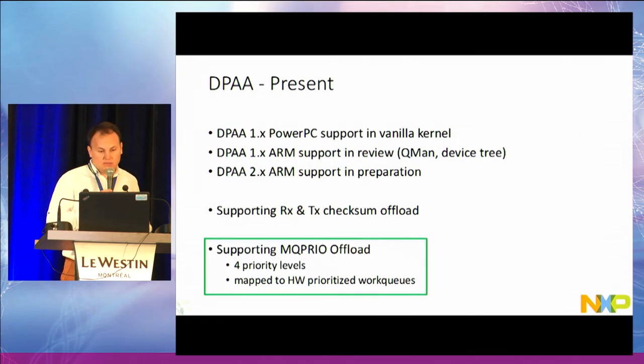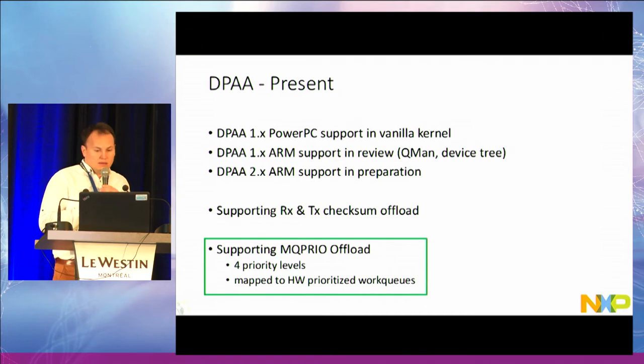Presently we have support for PowerPC in the vanilla kernel. We have some patches in review that we hope we'll be able to put in good shape and get merged, to get support for the ARM platforms for DPA1, and we are preparing DPA2 support. We don't have much in the way of TC offloads ready. We do have some Rx and TX checksum, to get beyond the dumb ping. We were joking that the DP from DPA is from dumb ping, and acceleration is going to come later. The MQPRIO support we introduced is basic. It supports 4 priority levels, which are mapped to some hardware prioritized work queues.